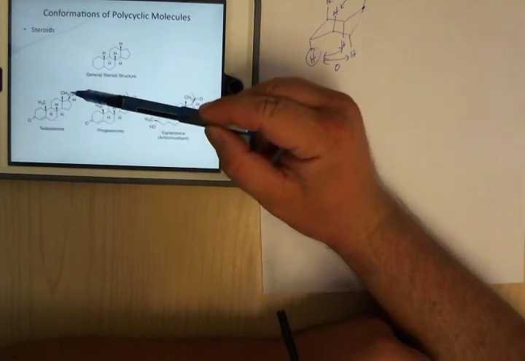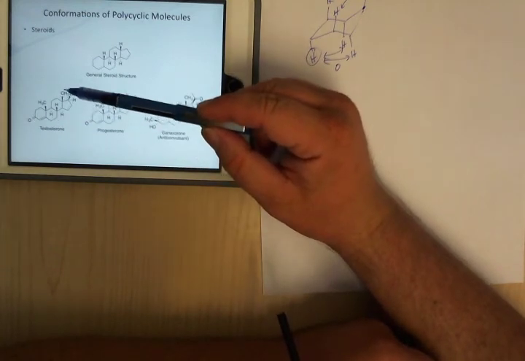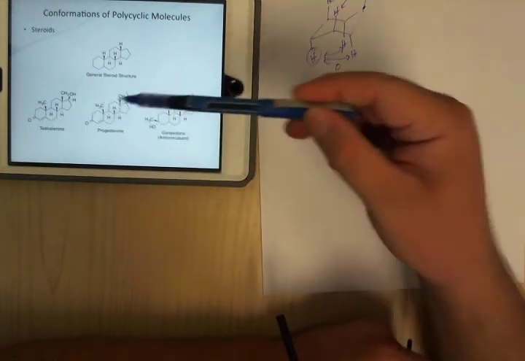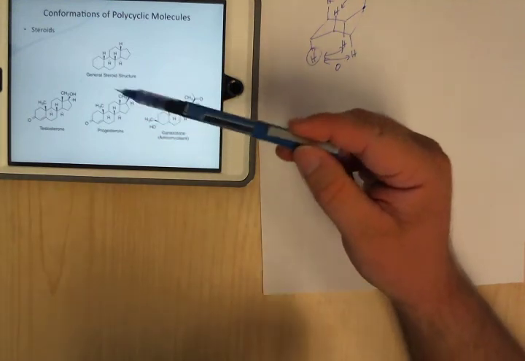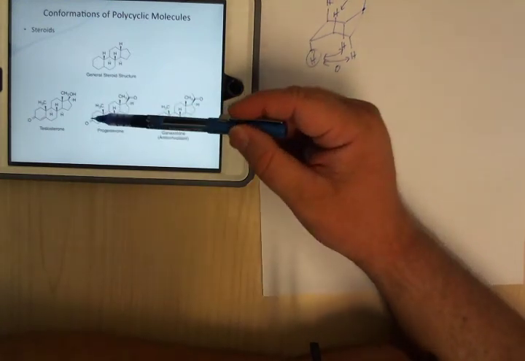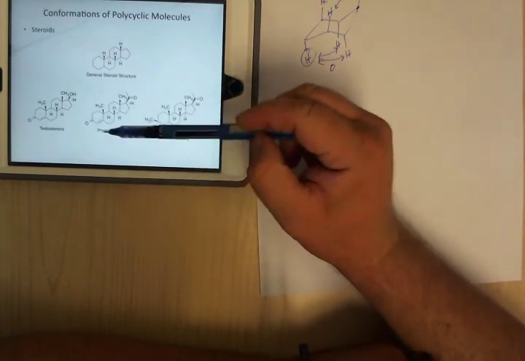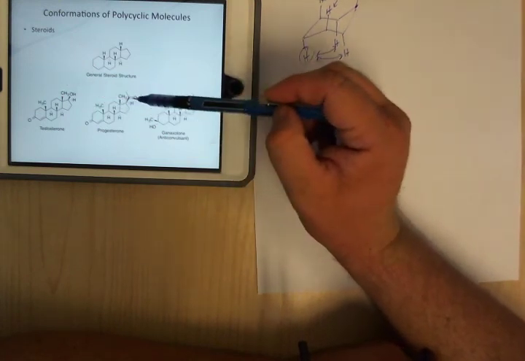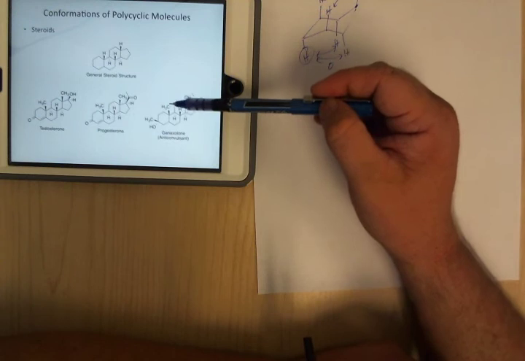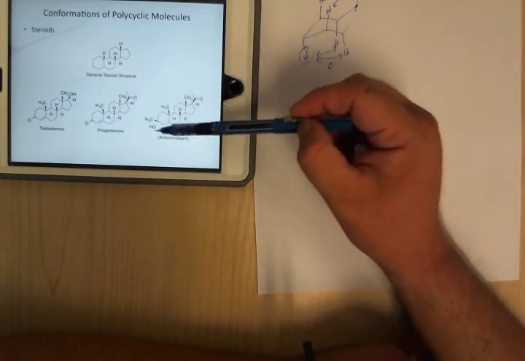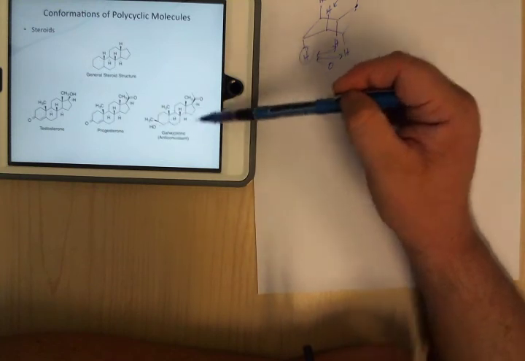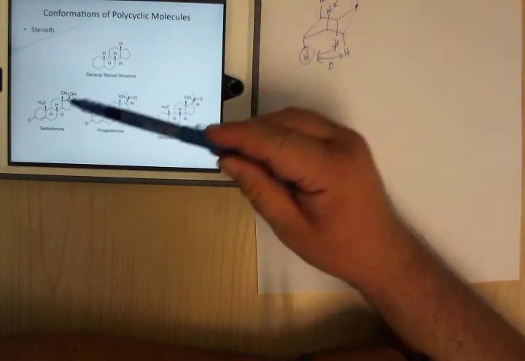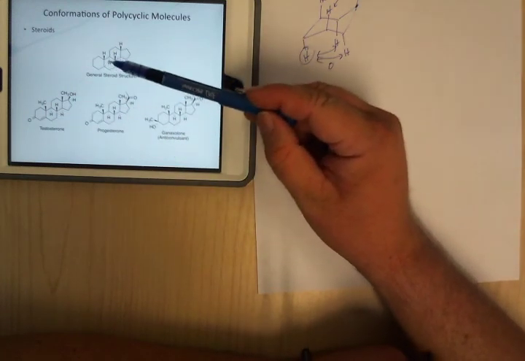Testosterone, which is used for masculinity, has these 2 functional groups here and here. Progesterone, which is involved in pregnancy in females, I believe, has the same groups down here, but the group right here, instead of having an alcohol, now has a ketone. But if you keep that the same and then just reduce this down, now you have an anticonvulsant, something like that. So these small changes make a big difference, but they all have this general fused ring structure.